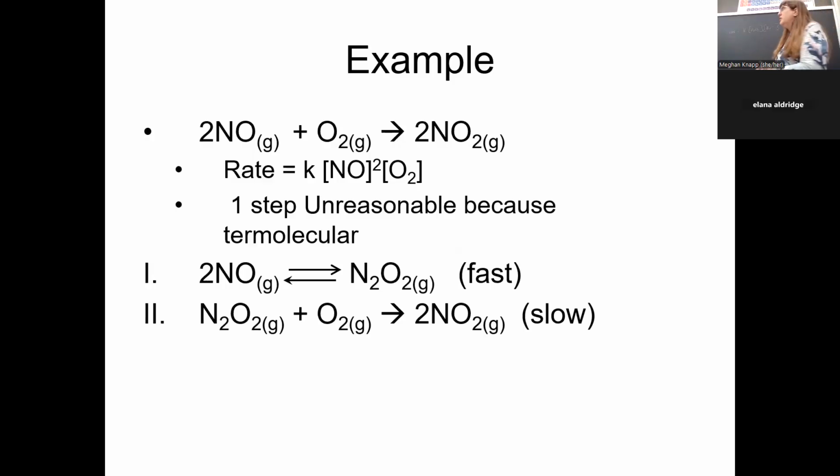The second thing we want to check is, if we add this up, are we going to get the overall reaction? So the same thing that's at the very top of the screen. And so the only intermediate we have is the N2O2. Those would cancel out, and we would end up with 2NO plus oxygen as our reactants, which matches. And we'd end up with 2 nitrogen dioxide as products, which match. Okay, so that works.